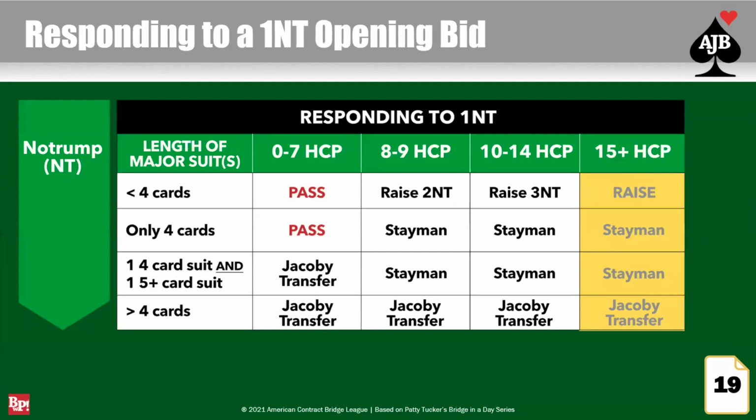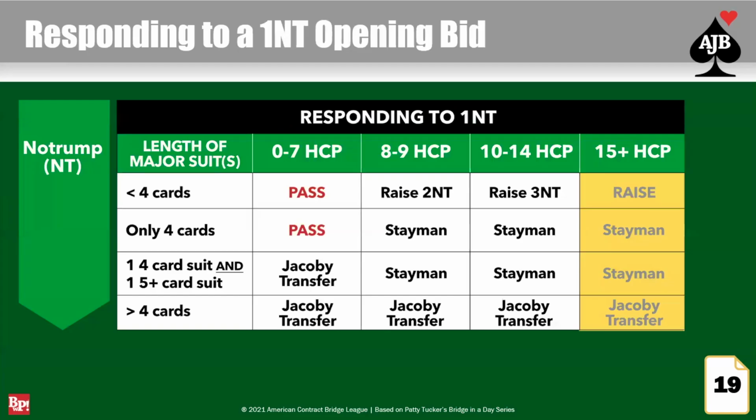Jacoby transfer is our third row down and all of the fourth row, the very first column in the third row. So we've looked at just raising no trump. We've looked at when to bid Stayman. Now we're going to be talking about Jacoby transfer.